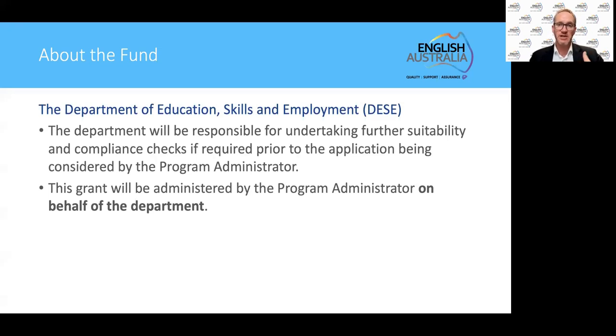So we will certainly undertake all of the day-to-day functions. And if you have any questions or require any support, please don't hesitate to reach out to English Australia, and we'll provide those contact details for you. But we're certainly here to help you throughout this process of applying for the grant, and of course, for those that are successful, through the next year of the program administration.